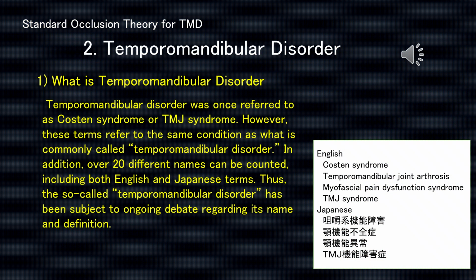1. What is temporomandibular disorder? Temporomandibular disorder was once referred to as Costen syndrome or TMJ syndrome. However, these terms refer to the same condition as what is commonly called temporomandibular disorder. In addition, over 20 different names can be counted, including both English and Japanese terms. Thus, the so-called temporomandibular disorder has been subject to ongoing debate regarding its name and definition.